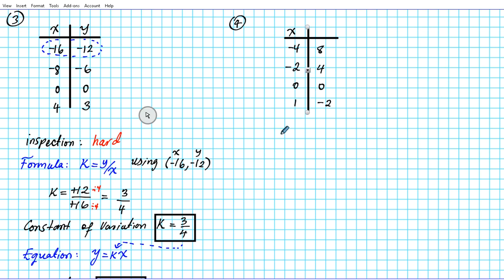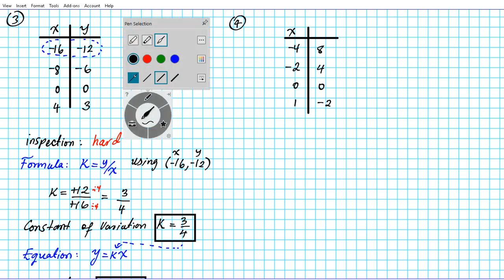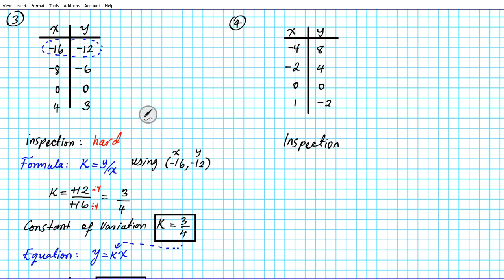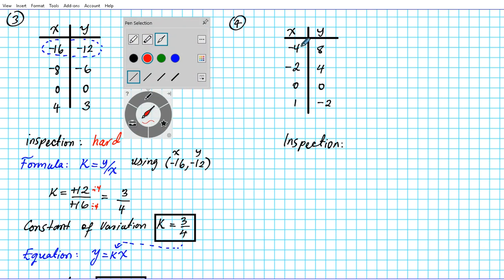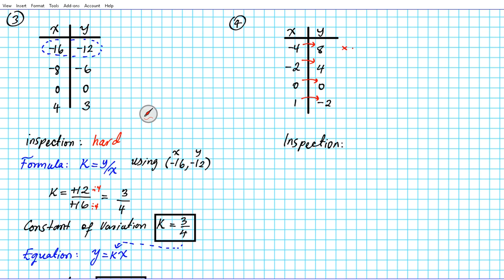Can we figure this one out by inspection? That's the question. And the answer is yes, totally. We can figure this one out by inspection. So, if you look at -4, what do you multiply -4 by to get +8? We know it's going to be a negative number because the signs keep changing. So the sign changes here, the signs change here, and then here is 0, so it doesn't really count, and the signs change here. So we're going to be multiplying by a negative number.